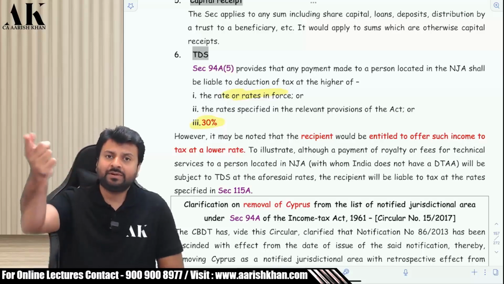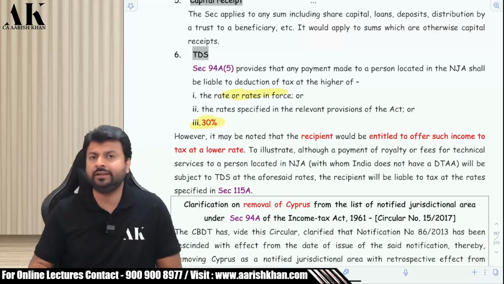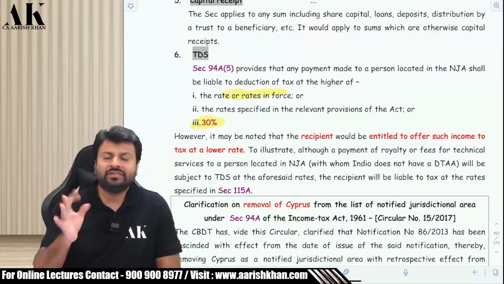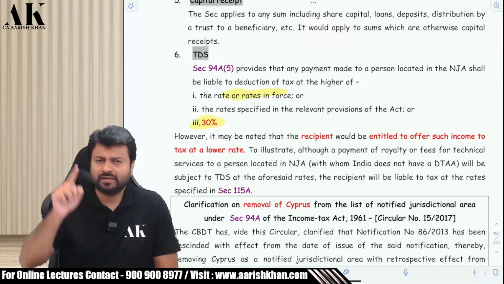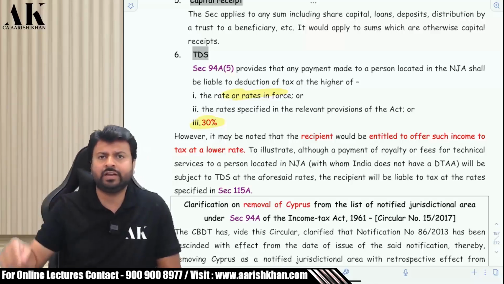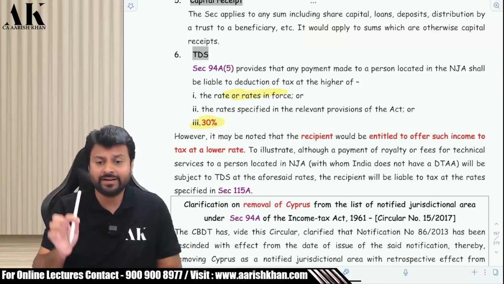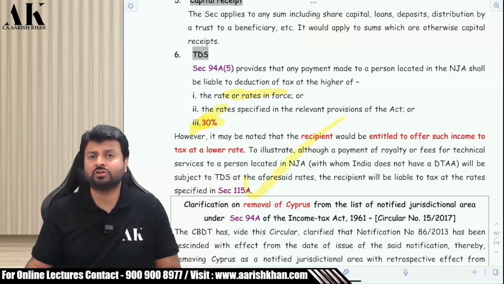So even if the other person's tax rate is 10%, you are supposed to deduct TDS at the rate of 30% only, or the actual rate, whichever is higher. What if the other person's rate is actually 10%? Tell him to file the ITR, and then he can claim a refund of 20% later on. But while deducting the TDS, you have to deduct TDS at 30% only. This is what this provision wants to tell you.